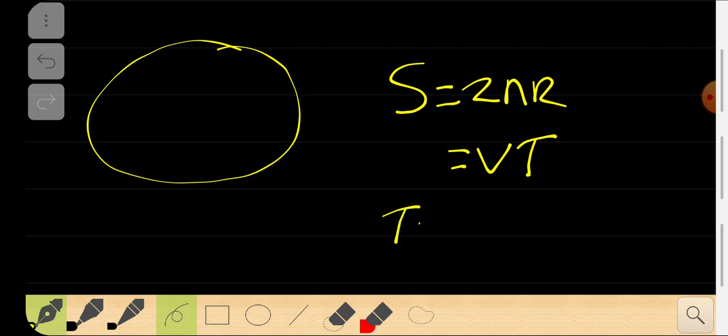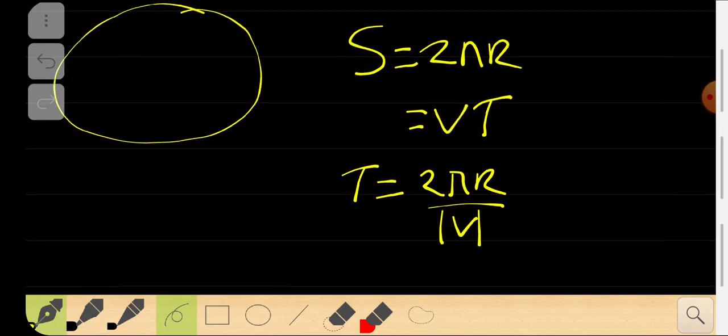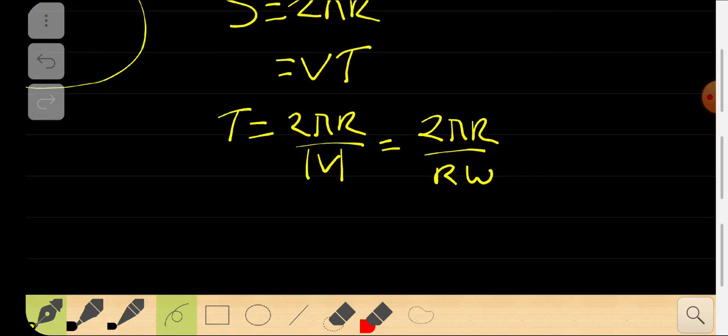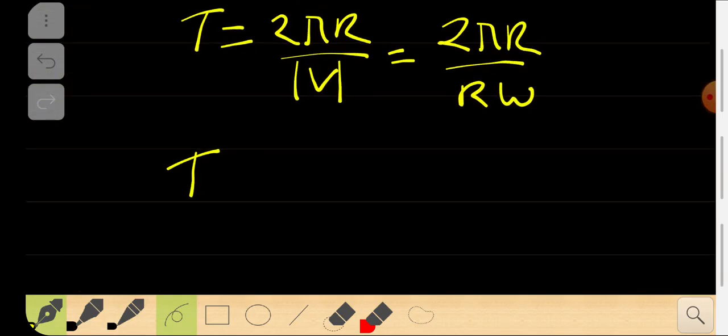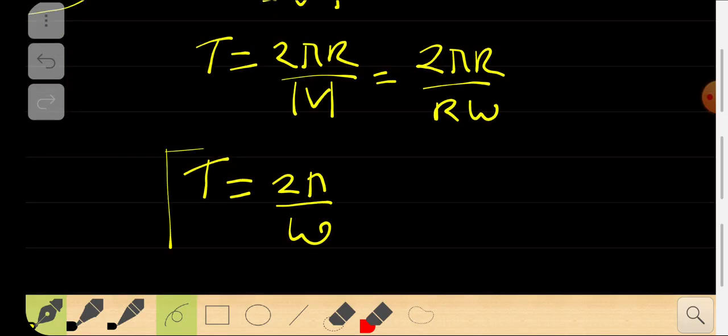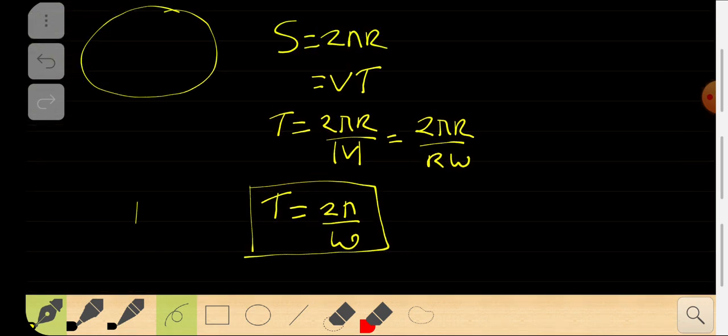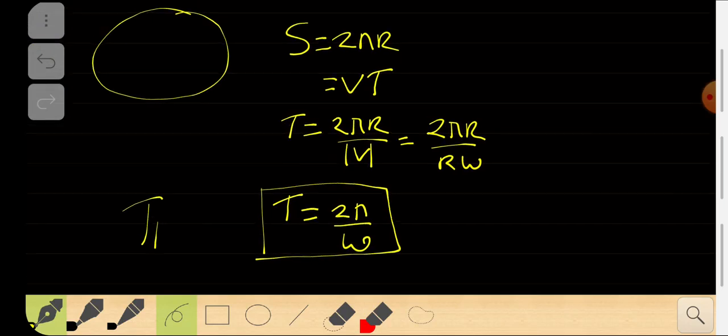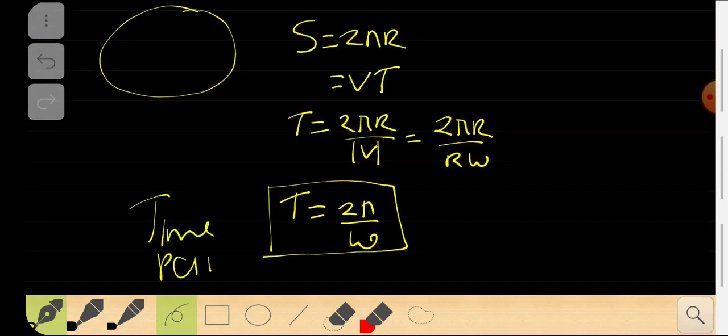Now you can say time will be equal to 2 pi r by v. Now we can substitute v back into this equation. v was r omega, so t is equal to 2 pi r by r omega. Now r and r will cancel, so t is equal to 2 pi by omega. This is called the time period of oscillation.